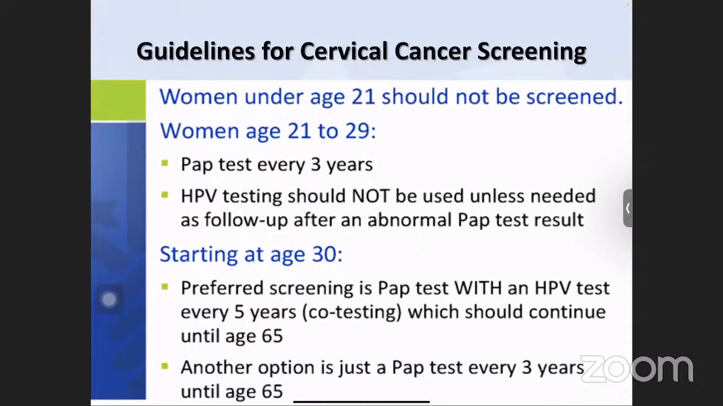So what are the recommendations? Women under the age of 21 should not be screened. Women from age 21 to 29 should be screened. When the pap smear is done, screening should be every 3 years. The HPV test should not be used unless it is needed as a follow-up of an abnormal pap smear. If there is an abnormal pap, one should do HPV screening along with it. When we start at 30, it is preferred that we do it with the HPV test. So every 5 years, co-testing is recommended until the age of 65.